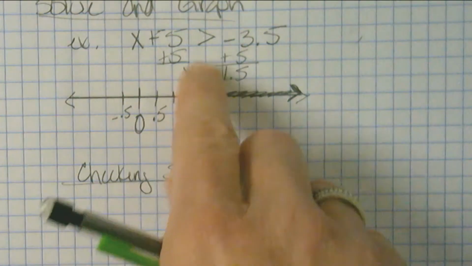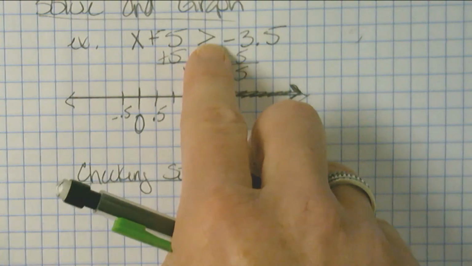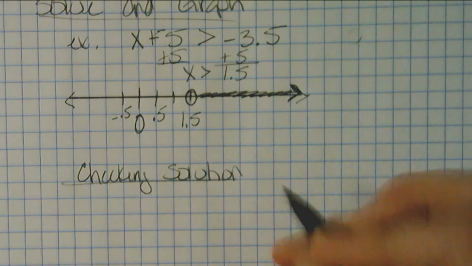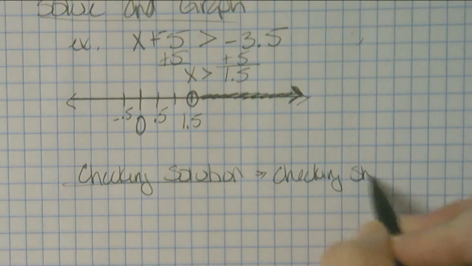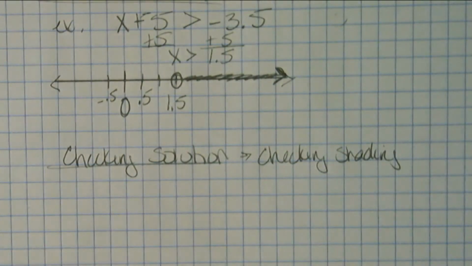It's not going to make this inequality true. We don't ever want to use our start number. All right, the start number, if you were to put that in, all that's doing is deciding if you have the right dot or not. So what we're actually doing is we're checking the shading. So all we're doing is really checking the shading.